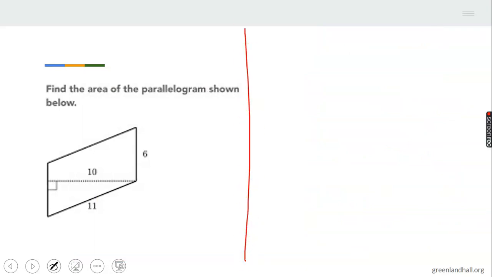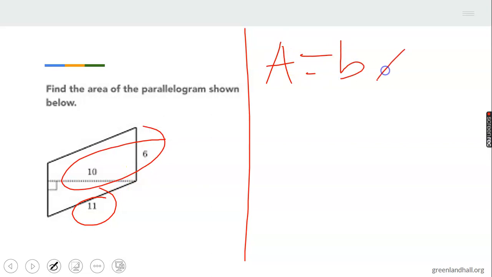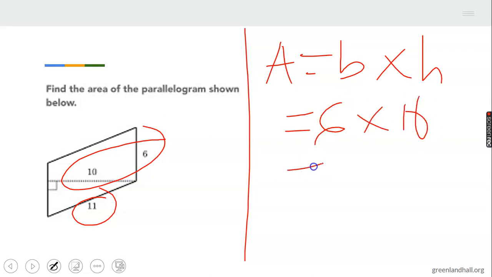Now, there is another example for you to do. Look, this side is not useful. We just move straight to the ones that are complete. Now, area equals base times height, which equals, what is our base? 6. Our height is 10, equals 60. That is how to find that.